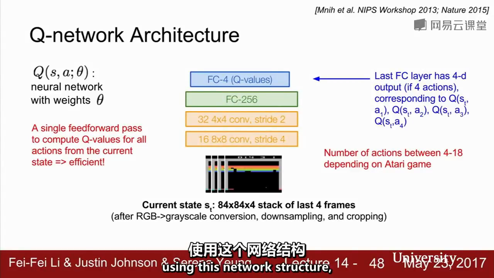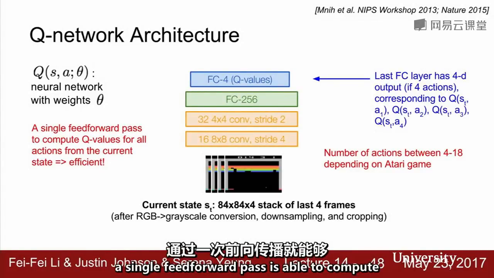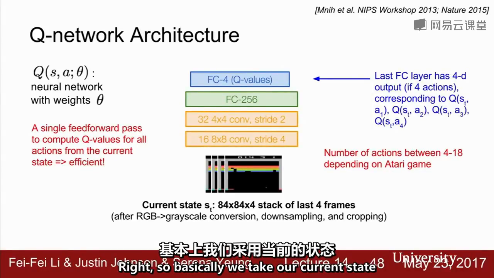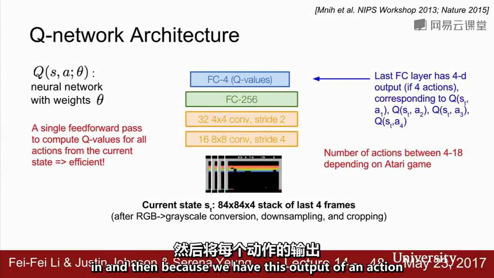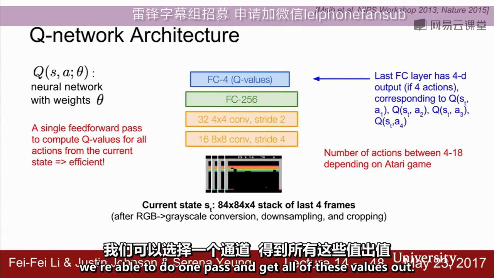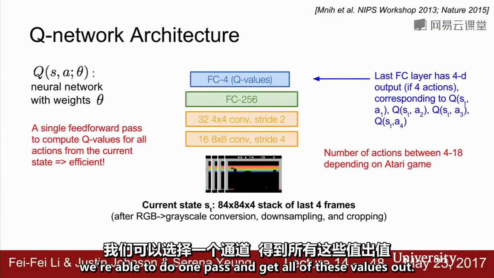And one nice thing here is that using this network structure, a single feed-forward pass is able to compute the Q values for all functions from the current state. And so this is really efficient, right? So basically, we take our current state in, and then because we have this output of a Q value for each action as our output layer, we're able to do one pass and get all of these values out.